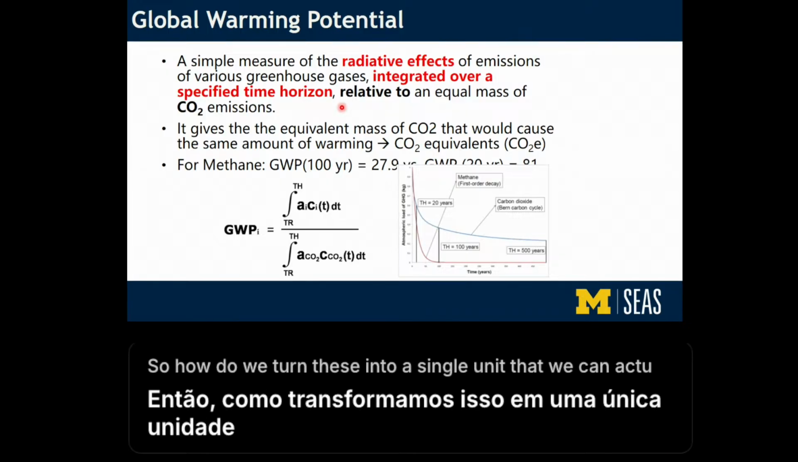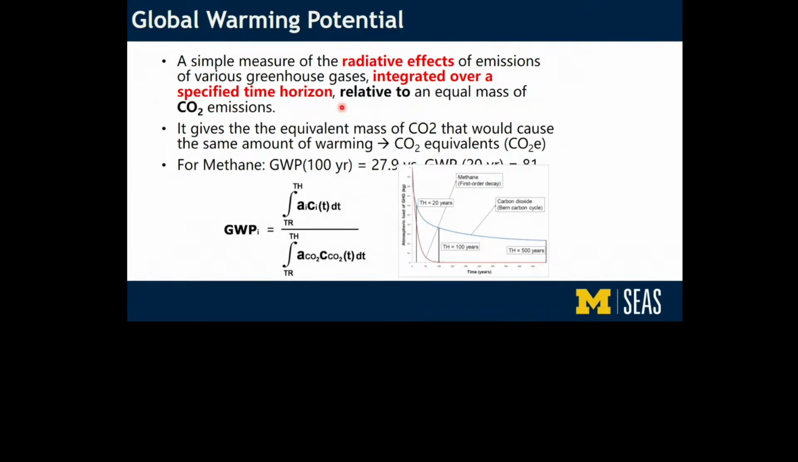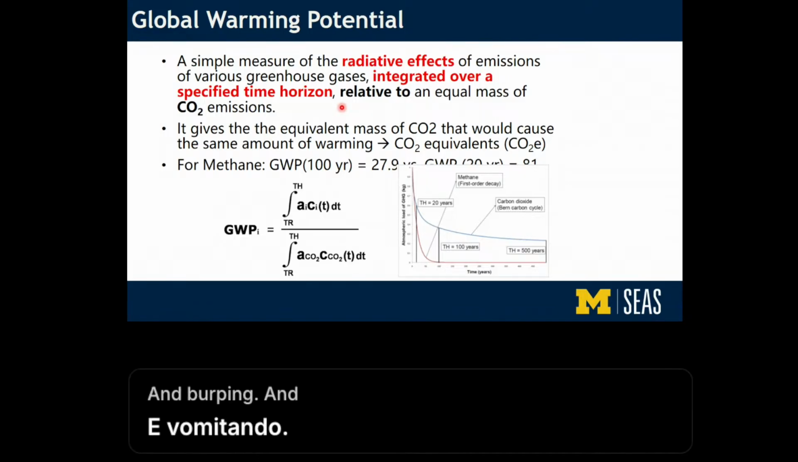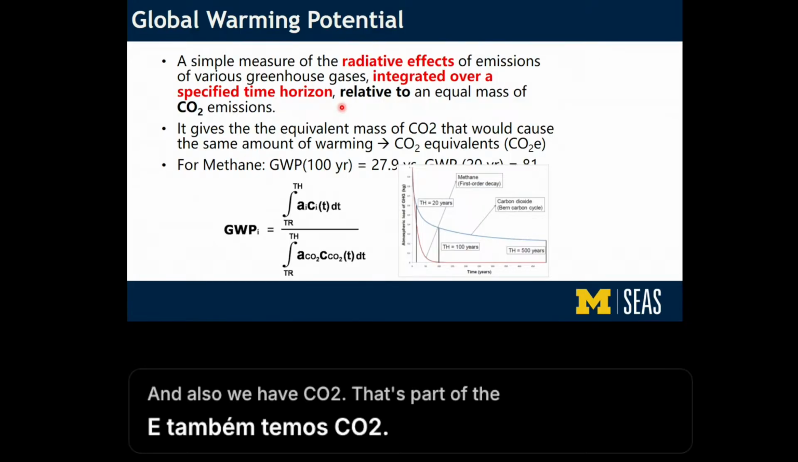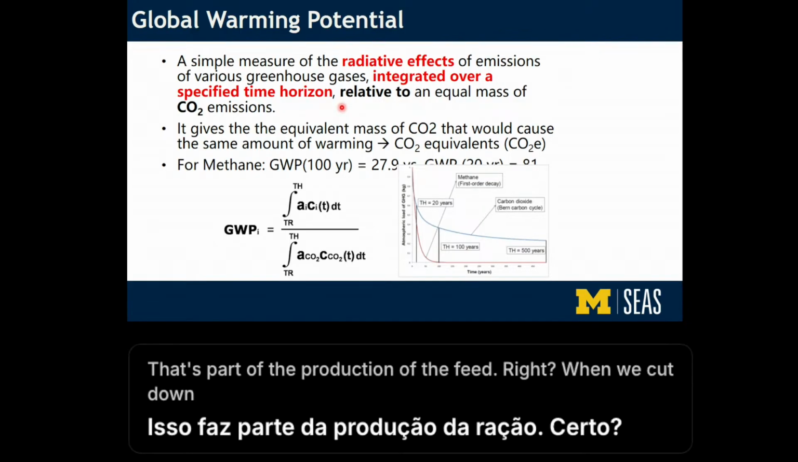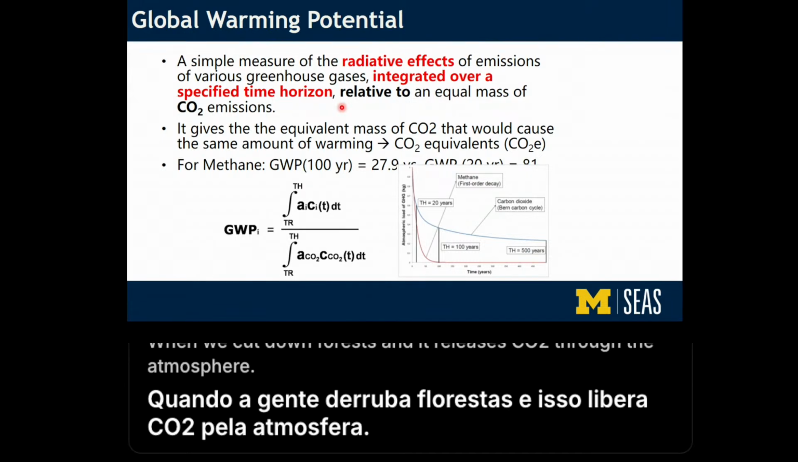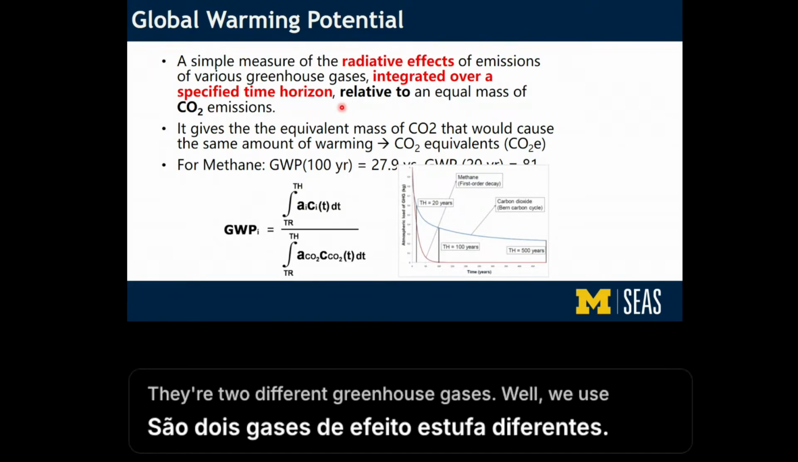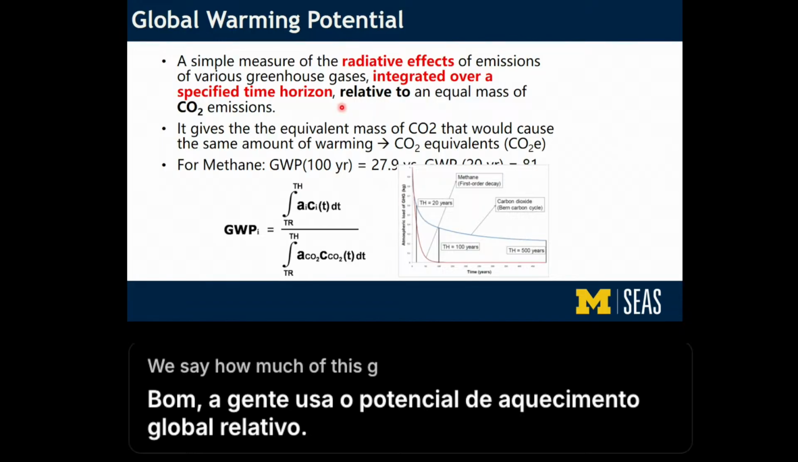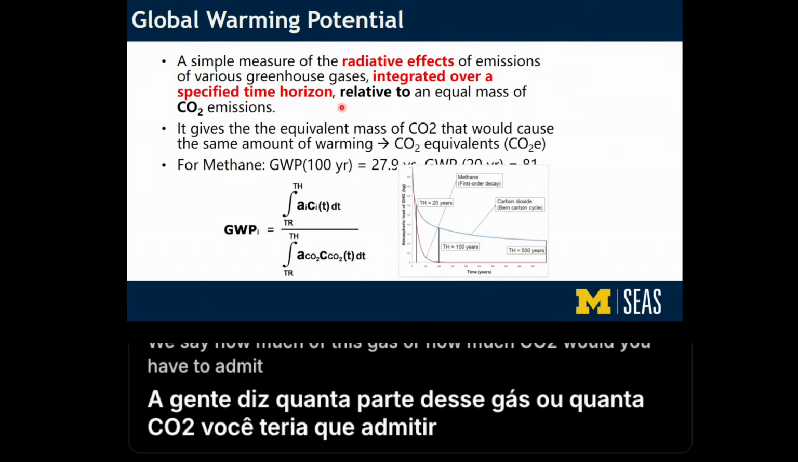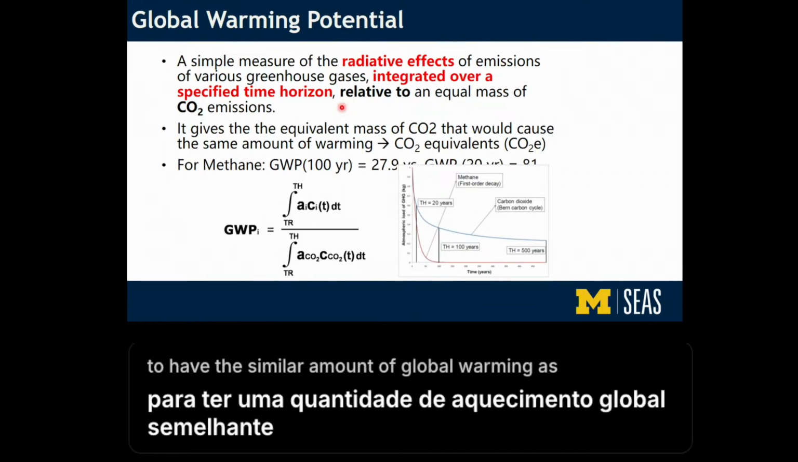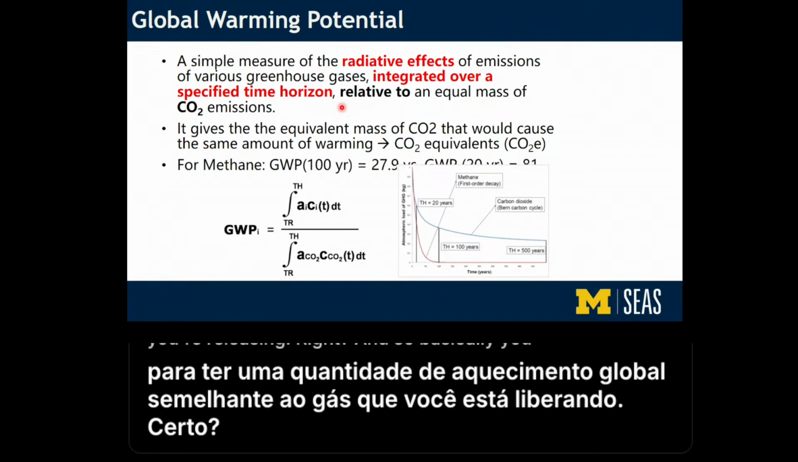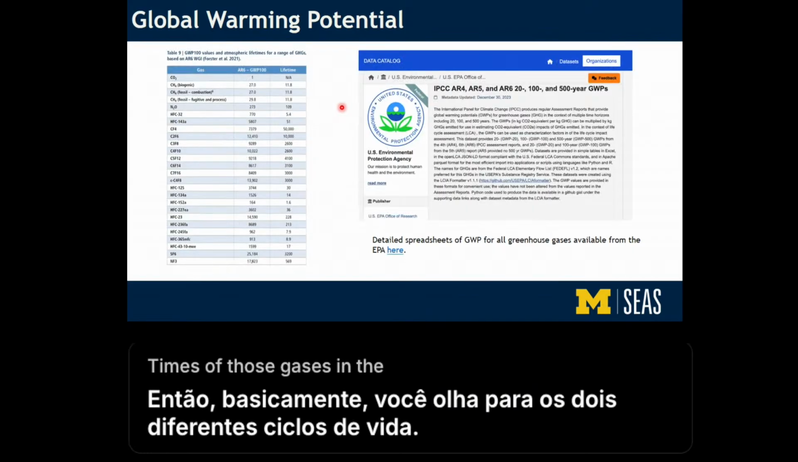Right? If I'm making beef, my cow is having enteric fermentation, it is farting and releasing methane, right, and burping. And also we have CO2 that's part of the production of the feed, right, when we cut down forests and it releases CO2 to the atmosphere. How do we add these up, right? They're 2 different greenhouse gases. Well, we use the relative global warming potential. We say how much CO2 would you have to emit to have a similar amount of global warming as the gas that you're releasing, right? And so basically you look at the lifetimes of those gases in the atmosphere and how much energy they would capture, and you take the ratio of the 2.